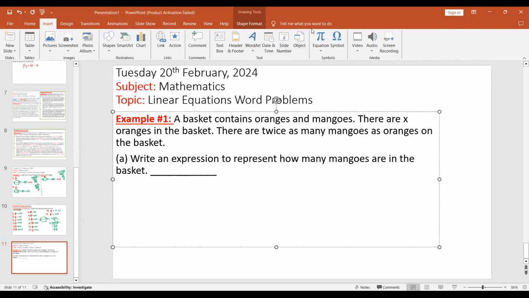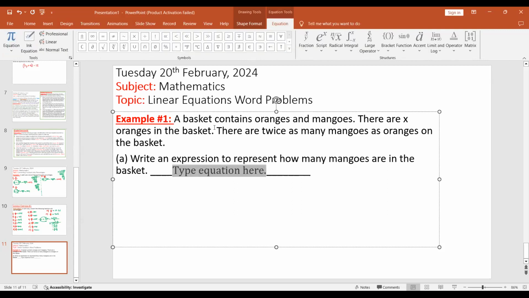Clement, you're saying something, but I cannot hear you. Mangoes equals oranges times 2. Okay, so what's the expression? X equals Y times 2. No, that's an equation you gave me. I want an expression. X times 2. What is X times 2?